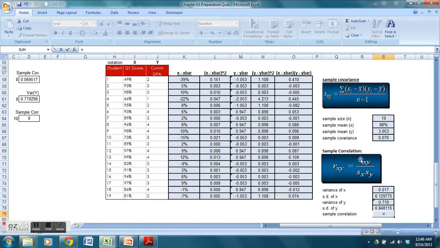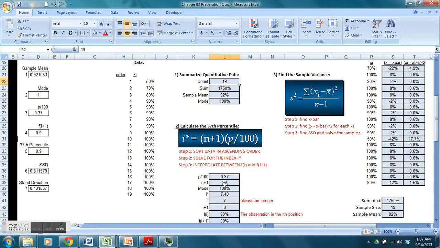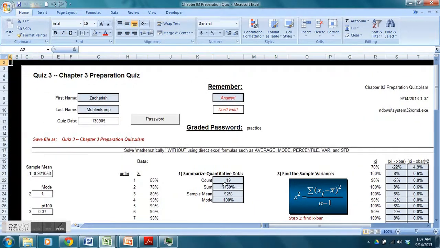It is the sample covariance right here divided by, let's put parentheses around this, your standard deviation of x multiplied by your standard deviation of y. And you want to be careful, use standard deviation here and not the variance. So that's it. Let us see how we did.